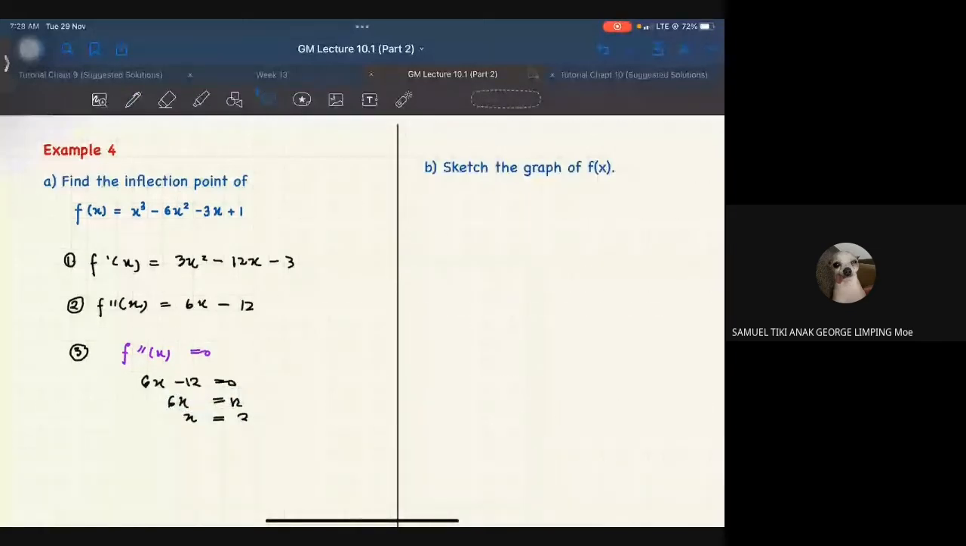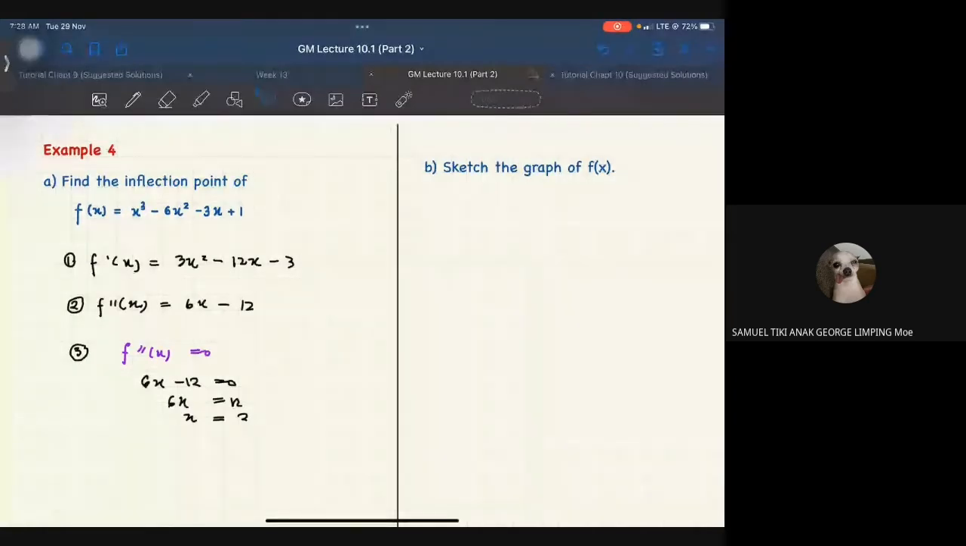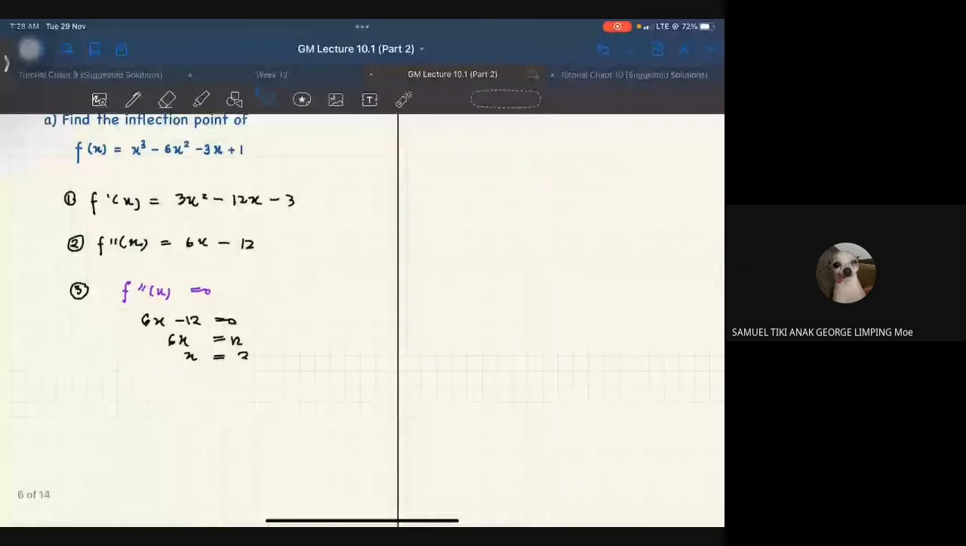Okay, tapi awak tak boleh concludekan lagi. You cannot conclude that x equals to 2 is your inflection number. Tak boleh. So kita kena provekan dulu, betul tak this number yang kita cari is inflection number, ke dia bukan inflection number pun, dia just any number or any point in the graph. Okay, so that will goes to the fourth step.